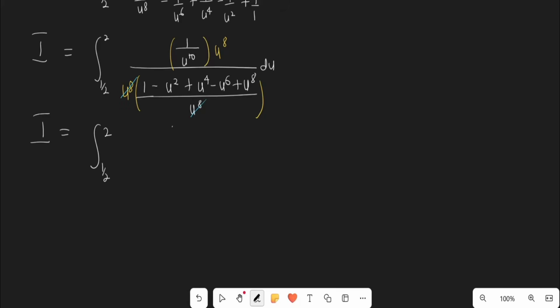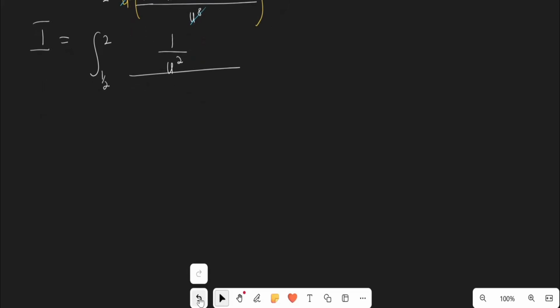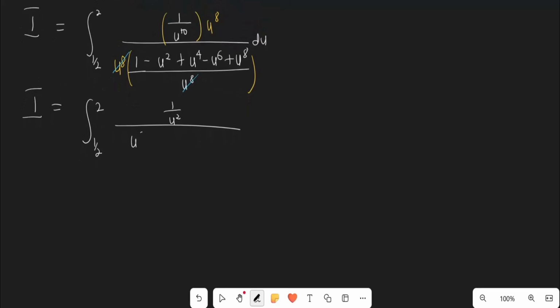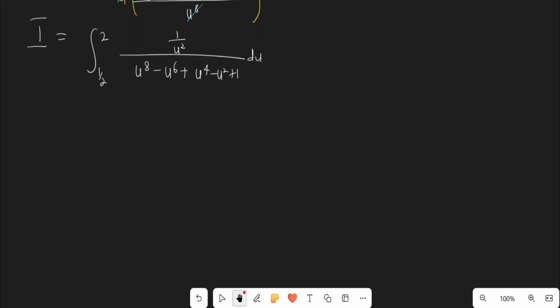So we are left with 1 over u raised to the power 2, because this and this one will reduce to 1 over u squared. This is divided by, the bottom is now u raised to the power 8 minus u raised to the power 6 plus u raised to the power 4 minus u squared plus 1 du. Alright, so this is what we have after the u sub.